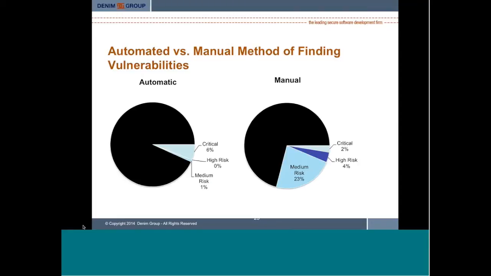And so again, if you look at the automated versus manual method of finding vulnerabilities, what we see is that a number of the important things, the critical and high risk vulnerabilities, were found by manual testing. A lot of the medium risk stuff, but also some low impact vulnerabilities.